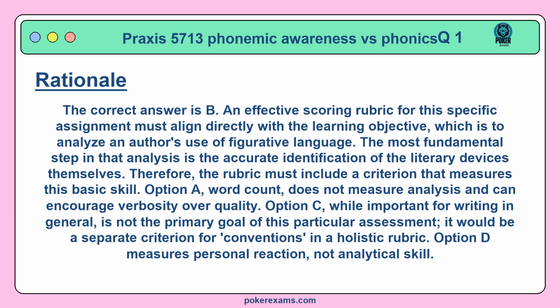Option A, word count, does not measure analysis and can encourage verbosity over quality. Option C, while important for writing in general, is not the primary goal of this particular assessment. It would be a separate criterion for conventions in a holistic rubric. Option D measures personal reaction, not analytical skill.